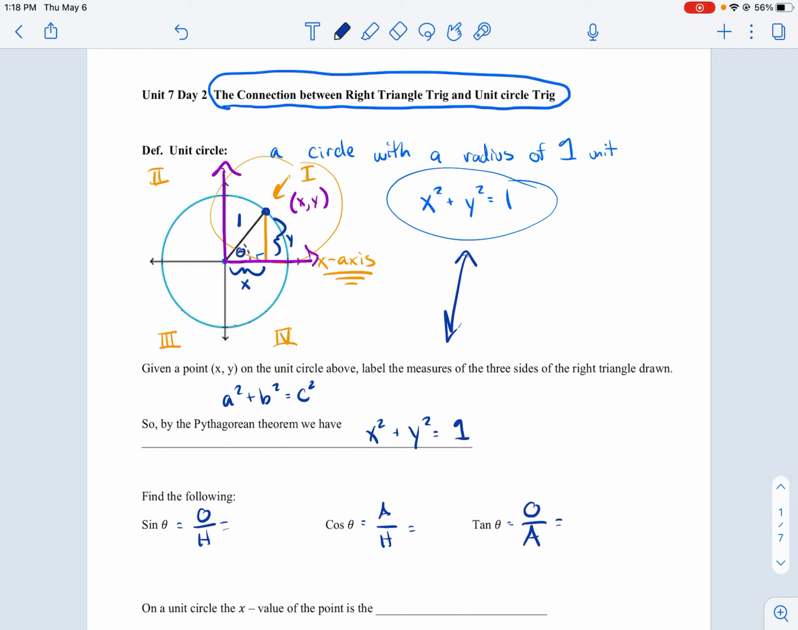Your opposite is always going to be over here. Your adjacent is always going to be right there. So in this case, our opposite over hypotenuse is y over 1, which is just y. Our cosine is x over 1, or just x. And then our tangent is y over x.